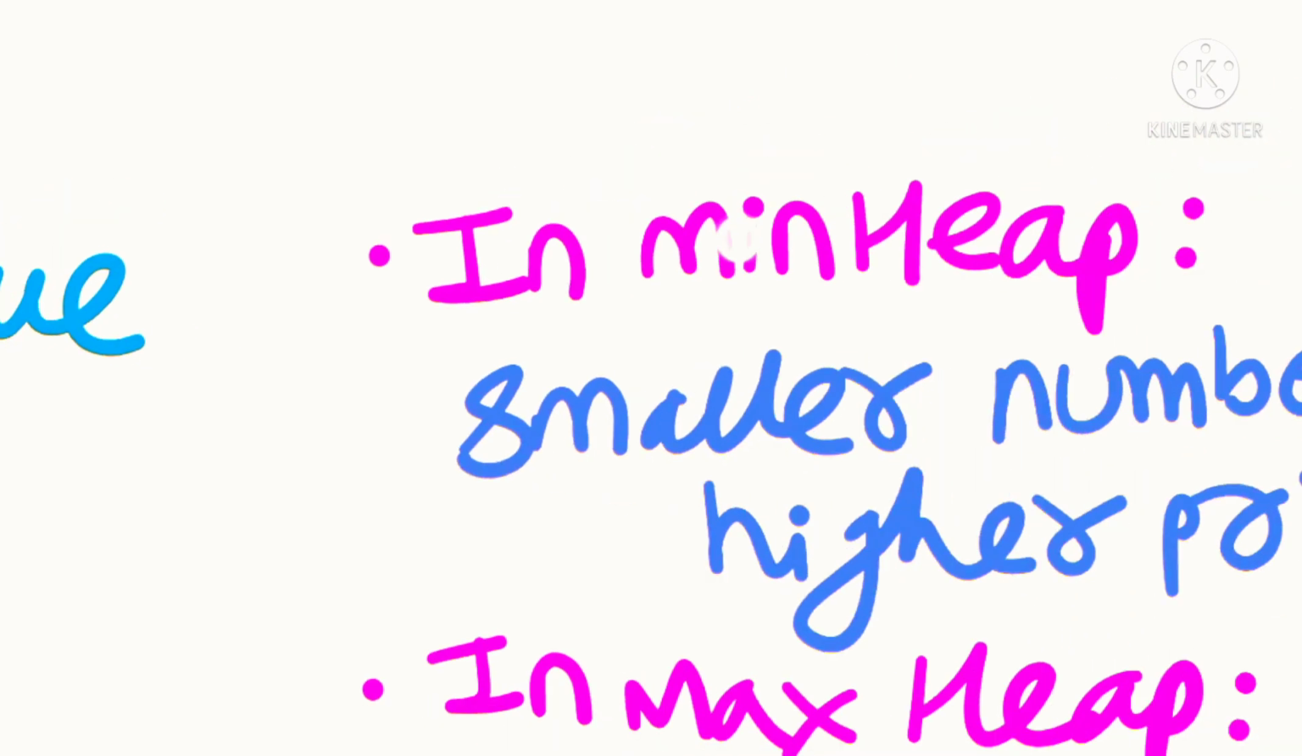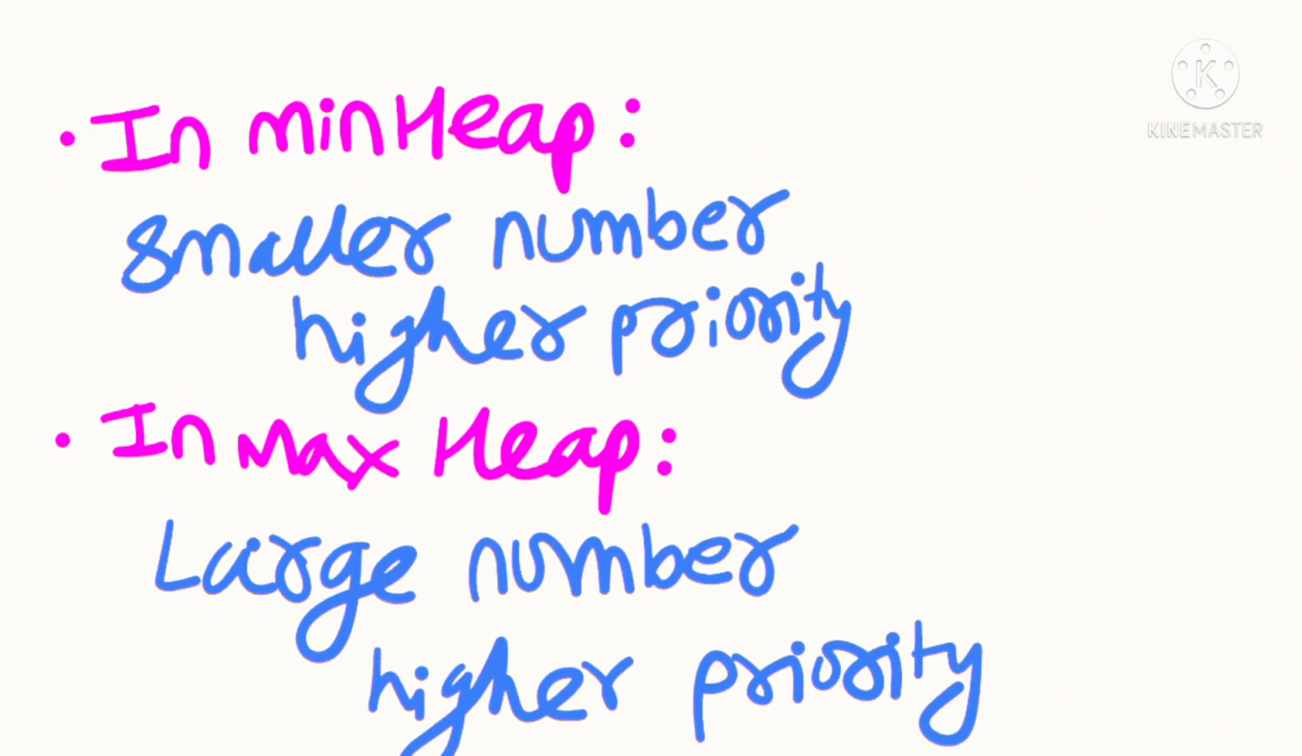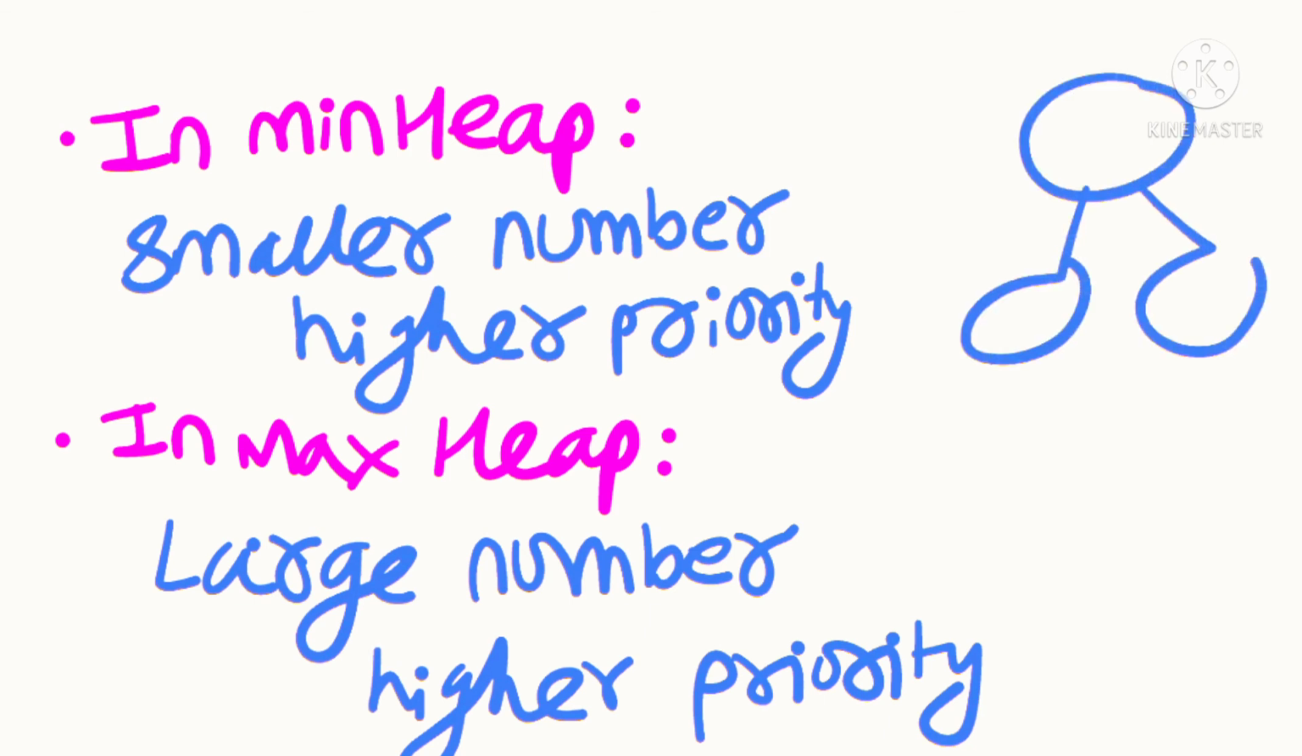Suppose in a minimum heap, the smaller element gets the higher priority. In a minimum heap, the elements that are smallest will get the most priority. You know, suppose it is 1, then we will give priority to 1, 1 will get swapped there. In max heap, the larger element will get higher priority. If it is 11, then 11 will get swapped there. So this is something about priority queue.